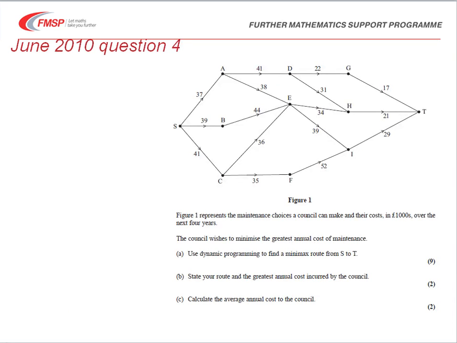I will look now at a different type of question. This is from the June 2010 paper. And here it says that figure 1 represents the maintenance choices a council can make and their costs in £1,000s over the next 4 years. So the council wishes to minimise the greatest annual cost. So we need to use dynamic programming to find that. In other words, find a mini-max route from S to T. It says we should state our route and the greatest annual cost incurred by the council. As a supplementary question then, we're to calculate the average cost to the council.